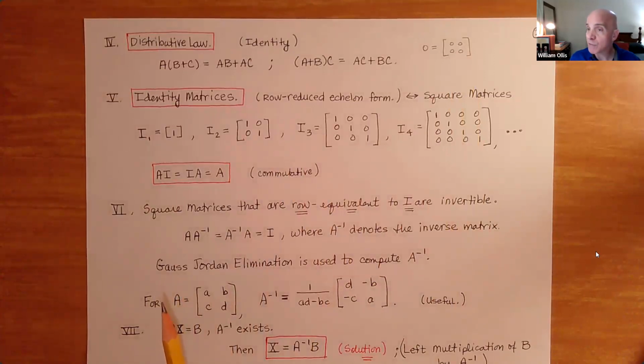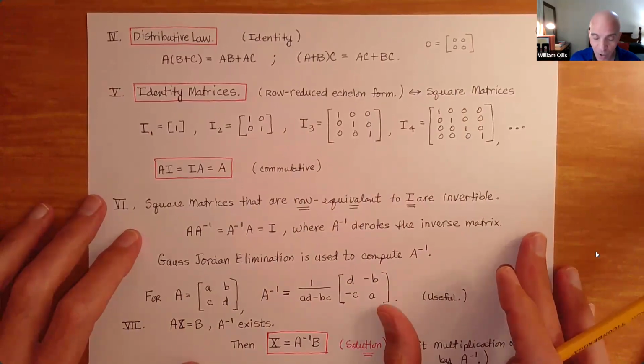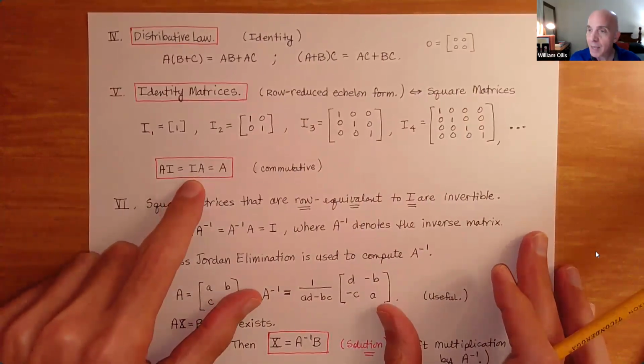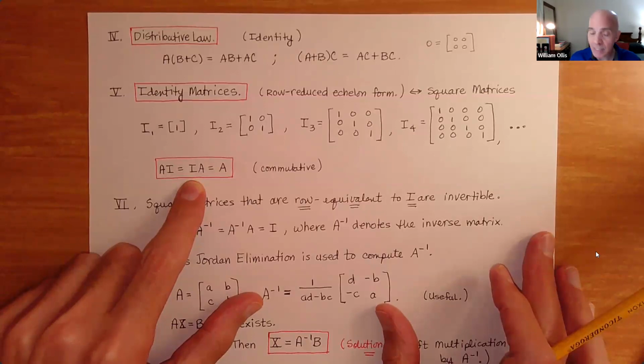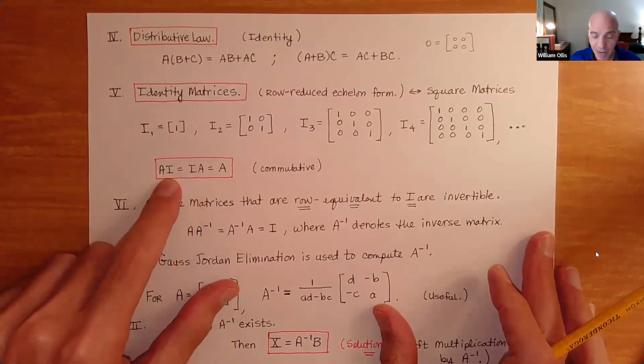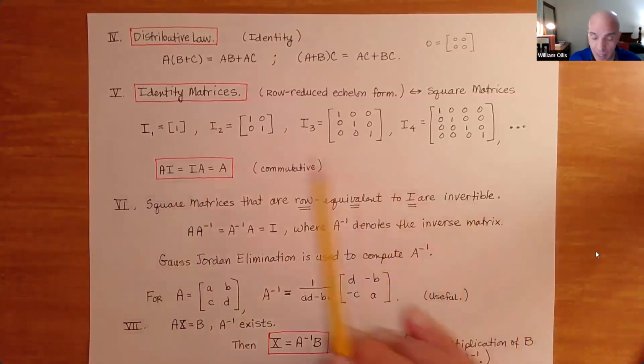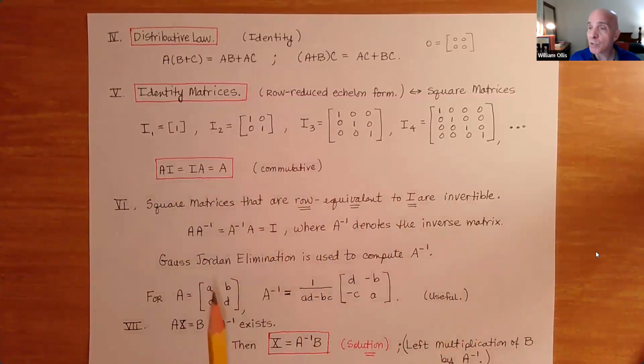But at least we have seen those before when we were solving systems of linear equations. And like I said before, and this should not be a surprise, the multiplicative identity matrix commutes. That is, A times I is equal to I times A, which equals A. So we do have the commutativity for the multiplicative identity.